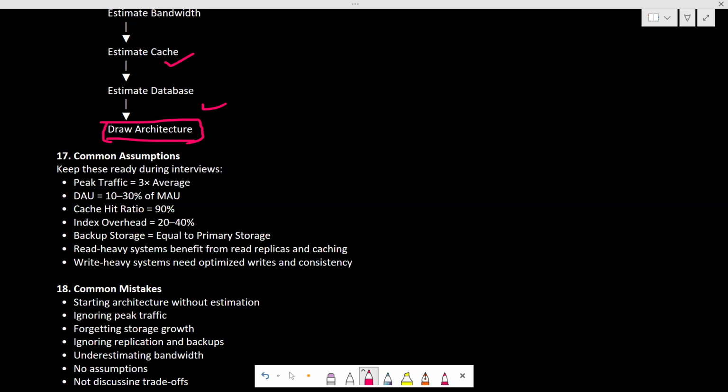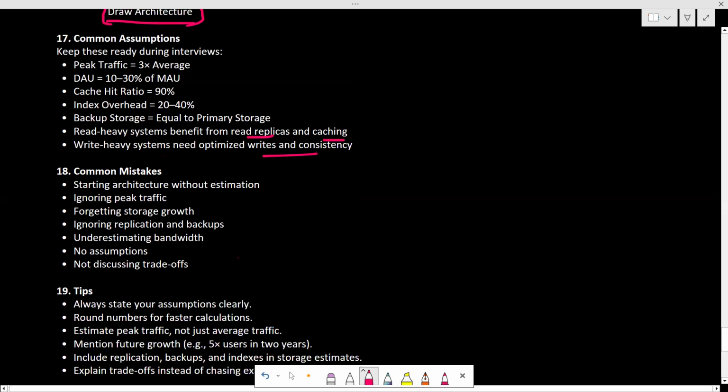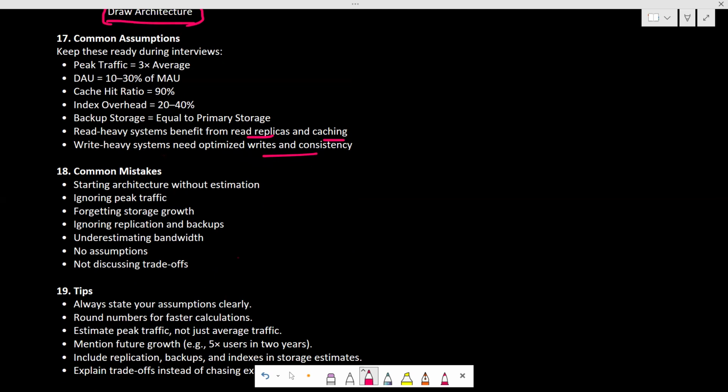Read heavy systems benefit from read replicas and caching. Write heavy systems need optimized writes and consistency. Candidates often make these mistakes. Suppose they skip the capacity estimation and immediately draw the architecture, as I was telling earlier as well. They ignore the peak traffic, they forget replication and backups, they underestimate storage growth, and they don't explain their assumptions. Avoiding these mistakes makes your interview approach much more professional.